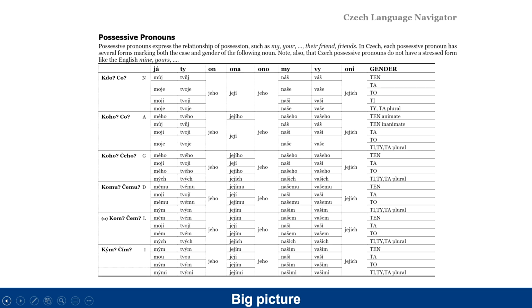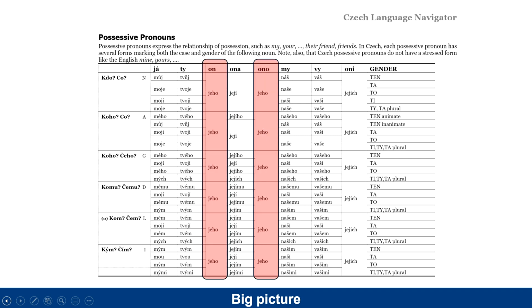To see it in the big picture, we see that they all change in the cases. And this may look a bit scary and intimidating, but actually there are many things that make it a lot simpler. So for example, his, on, and its, ono, have all the same form all the way through, jeho. The same goes for their, which is jejich. It's all the genders and all the cases, the same form. Ona is a bit more complicated, that's her, but for the accusative case, it is mostly její. And we'll see that actually její is the most common form anyway.